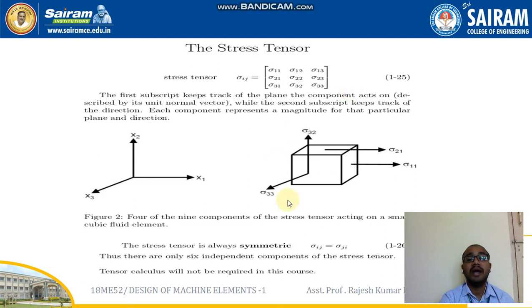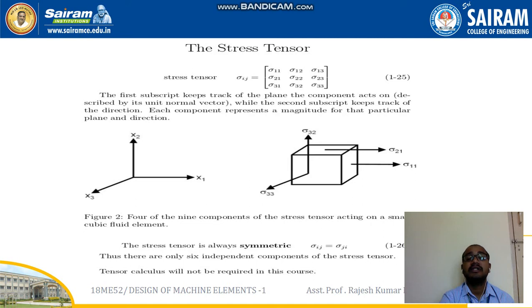Here I have taken a cuboid as an example, where you can clearly see what sigma 11, sigma 22 and sigma 23 are. And even in sketch 2, there are nine components of the stress tensor acting on a normal cubic fluid element. The stress tensor is always symmetric.